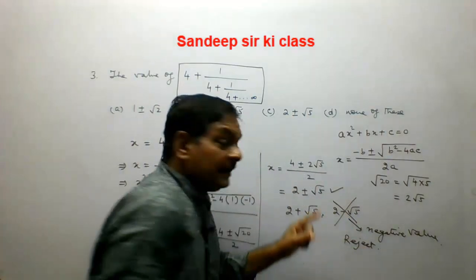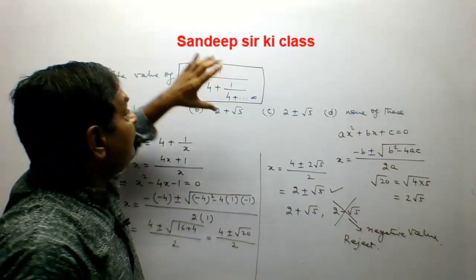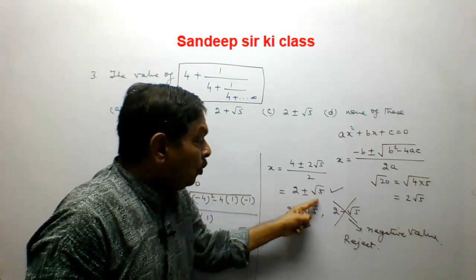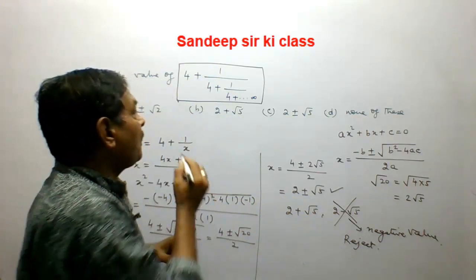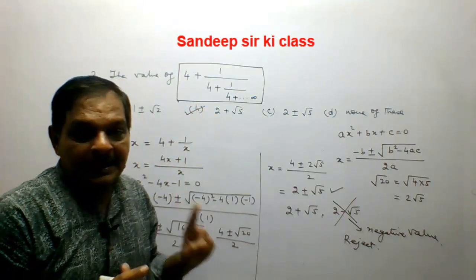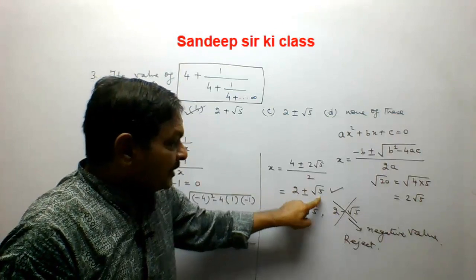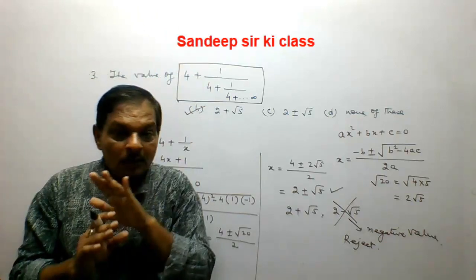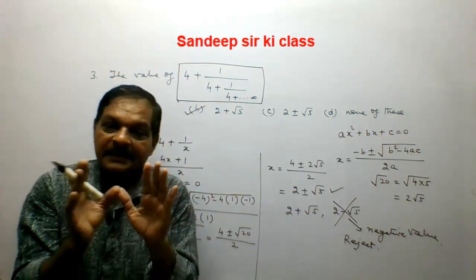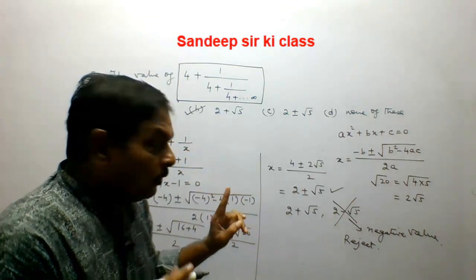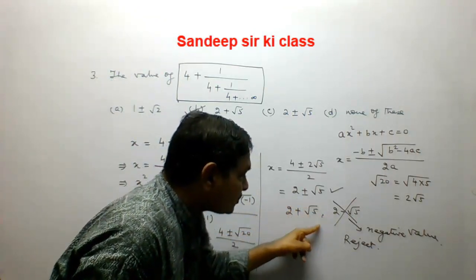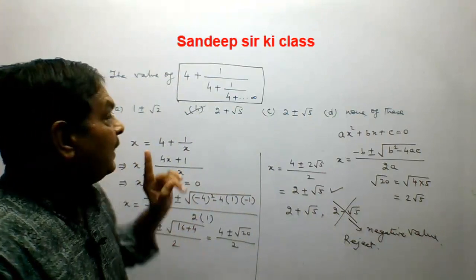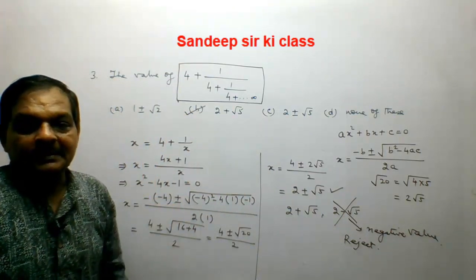This cannot be the value of x. This cannot be the value of this expression. The expression can have only this value, 2 plus under root 5. And hence our option B here is the correct answer. We cannot conclude that 2 plus minus root 5 is the answer because it is a sum, and a sum cannot be negative. When we are adding numbers, it cannot be negative. It has to be a positive value. So we are accepting only this value. This is the only permissible value. The negative one we are rejecting. Here option B is the correct answer.